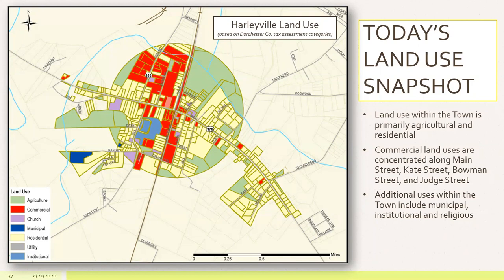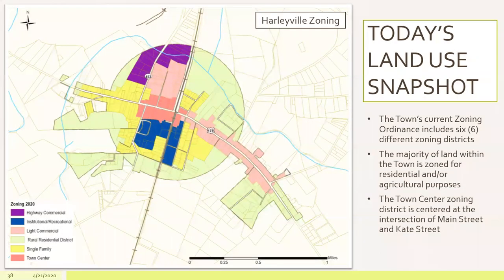And some additional uses within the town include municipal, institutional, and religious uses kind of scattered about. This here is the zoning map as of 2020. So these should be incorporating, to the extent possible, any recent changes that may have occurred with rezoning of particular parcels. So the town's current zoning ordinance includes 6 different zoning districts. The majority of land within the town is zoned for residential and or agricultural purposes. So that's basically what's shown in light green and yellow.